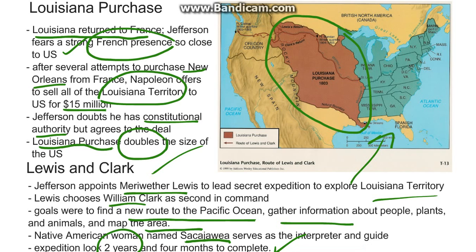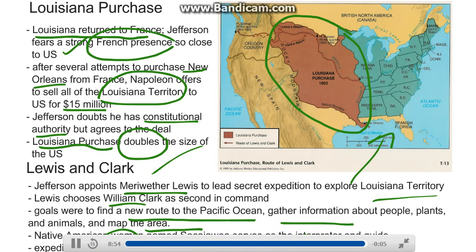We will further explore the expedition of Lewis and Clark at a later date in a different lesson.